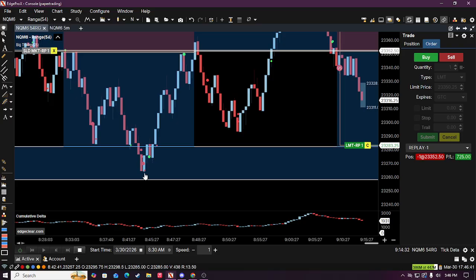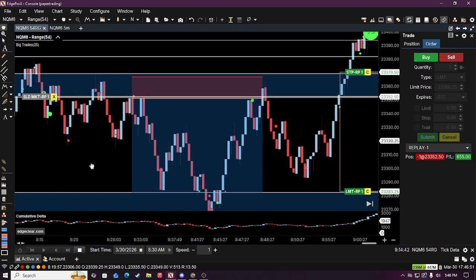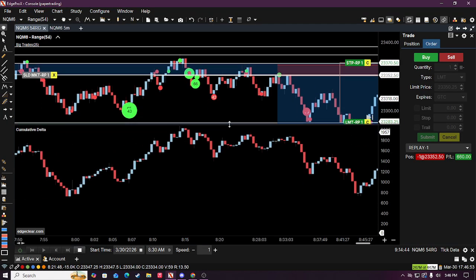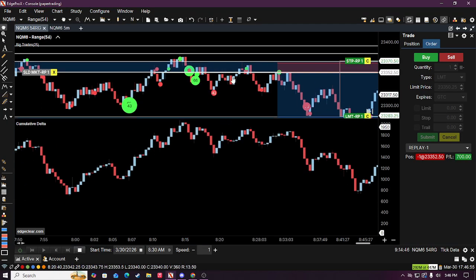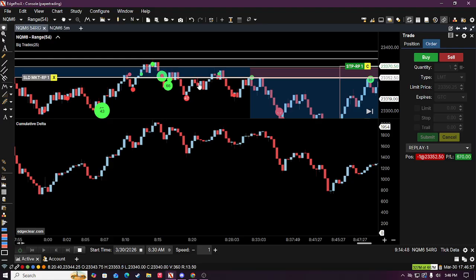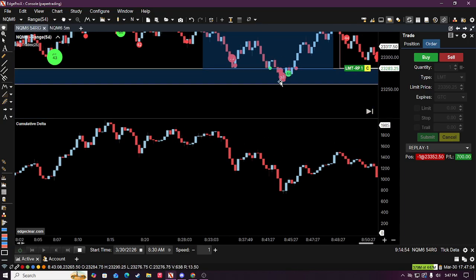Yeah, for example, this consolidation right here, we're pretty much at the same level, but we're building buying contracts, and eventually the trade went up. And pretty much this logic can apply on every consolidation. As you can see, this consolidation right here, we're building downwards momentum, and eventually we went down.